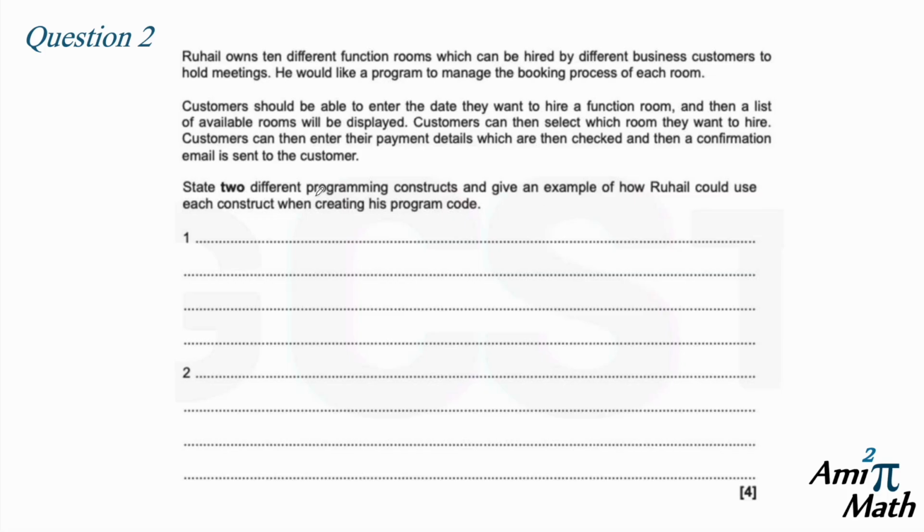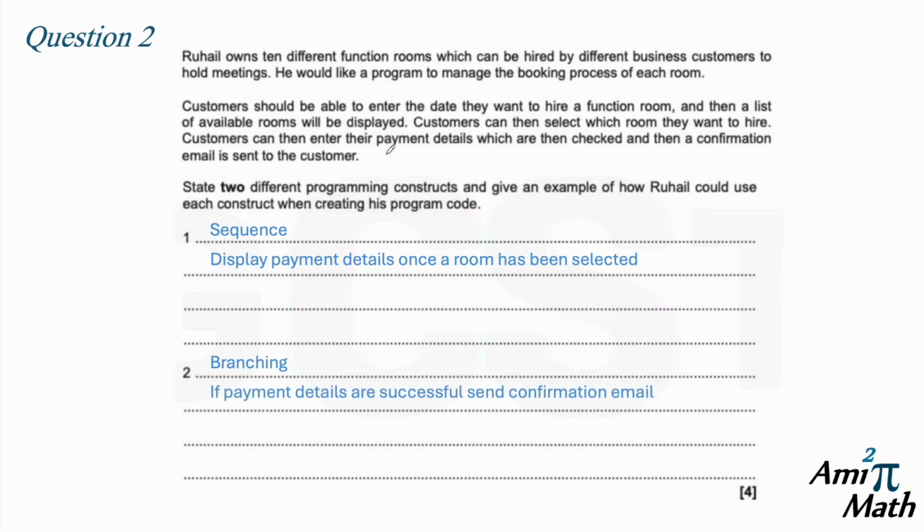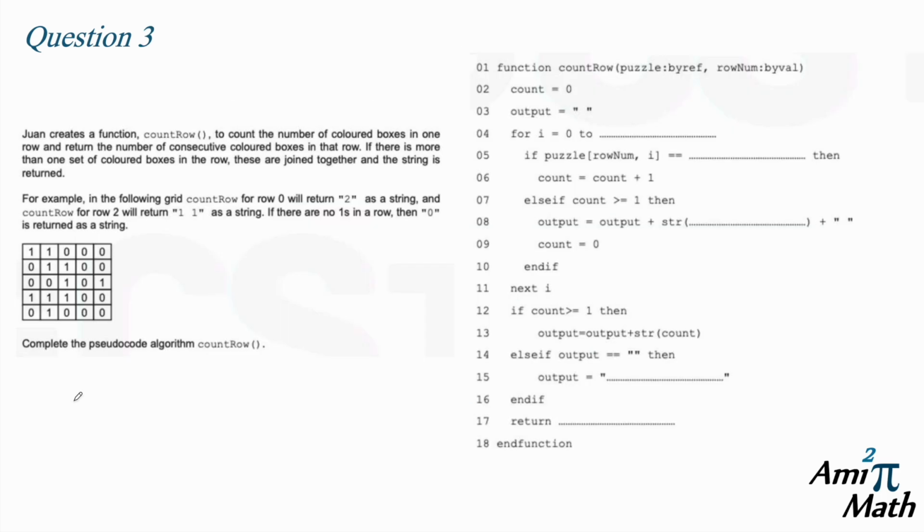Okay, so we've been given quite a lot of information, and we need to find 2 out of the 3 programming constructs which you could use. So when I thought of this question, my mind immediately went to this part here, which is where the customers can select a room and then they enter their payment details. So this can be a sequence, right? Because the payment details can't be displayed until they've selected their room. So that is your first one, sequence. And your second one could be branching. So if the payment details are successful, then a confirmation email is sent to the customer, and that is said here, right?